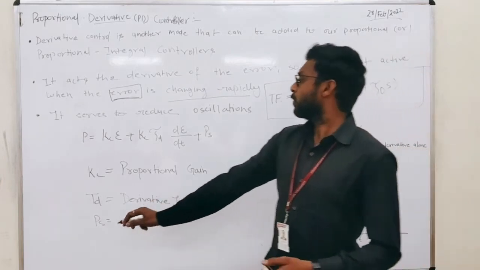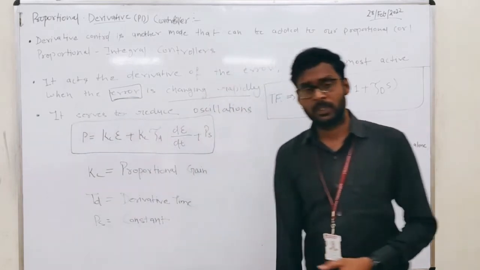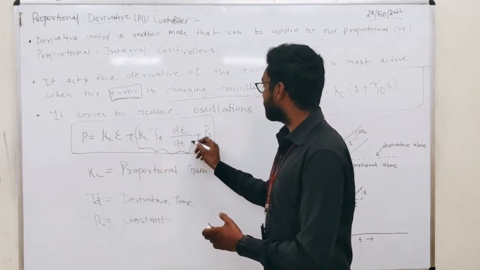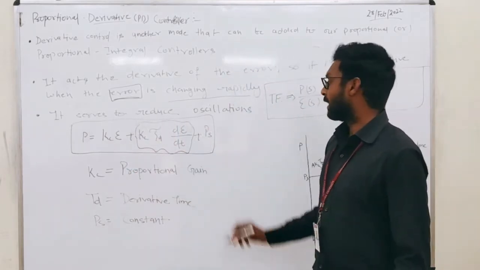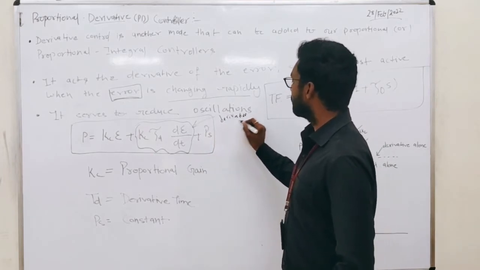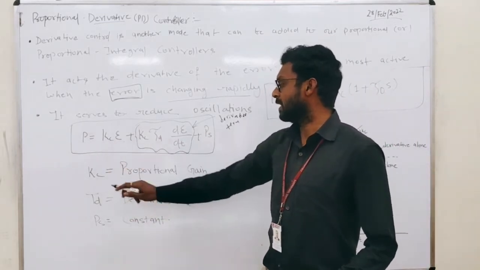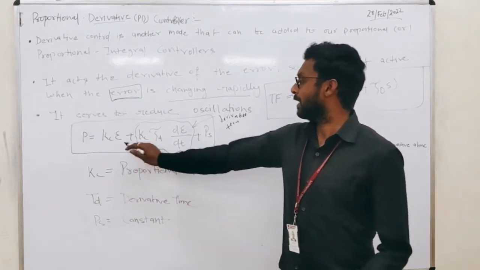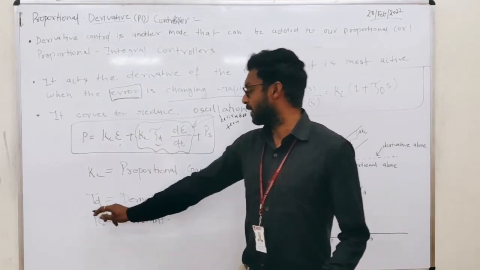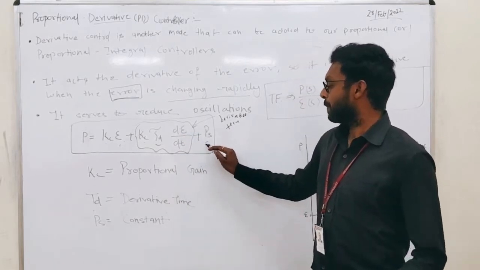Fine? And if you write the equation of the derivative controller, again you can observe clearly we are adding an extra term to the proportional controller, and that is the derivative term. So that is P equal to Kc E, where Kc is the proportional gain and E is the error, plus Kc tau d, and the new term here, tau d, is the derivative time, times dE by dt, plus Ps, that is a constant value.